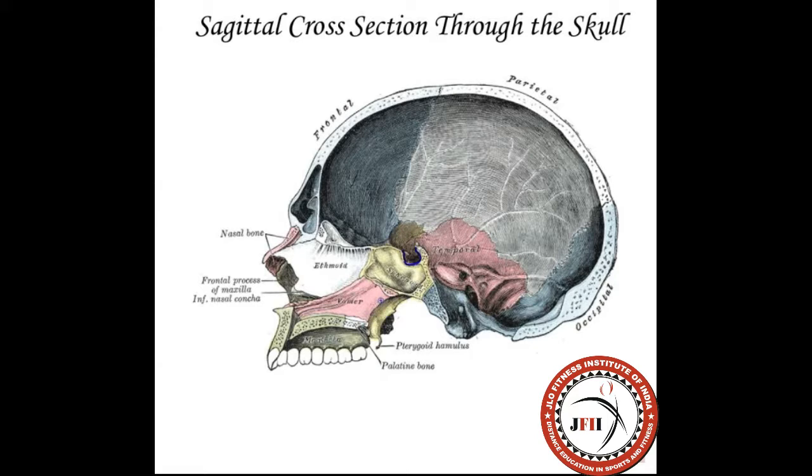The previous slide was probably a sagittal cross-section slightly to the side or slightly lateral. When it's perfectly medial like this, you'd be cutting right where the vomer bone is.